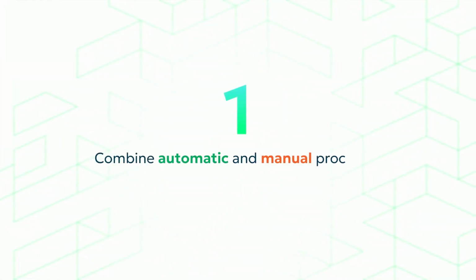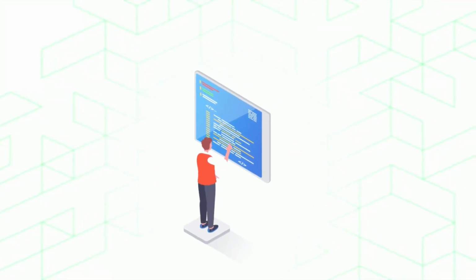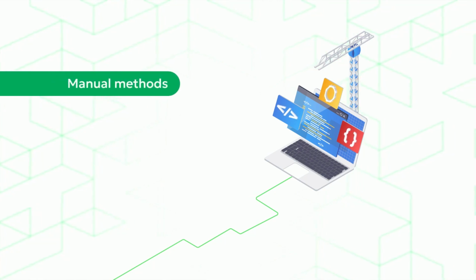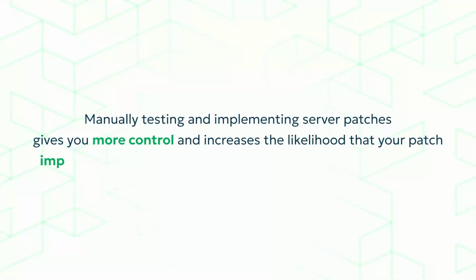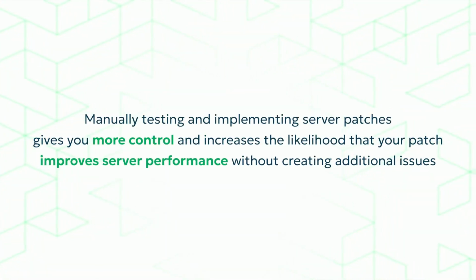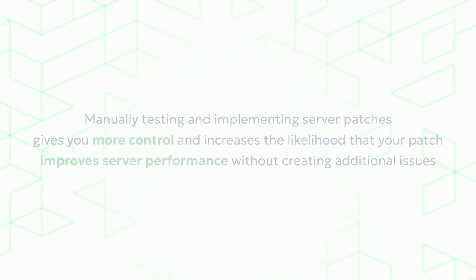The first tip is to combine automatic and manual processes. As I mentioned earlier, server patching is a sensitive process. So while you can use automation tools to keep track of available patches and what devices are still unpatched, you should still use manual methods for other tasks. For example, manually testing and implementing server patches gives you more control and increases the likelihood that your patch improves server performance without creating additional issues.